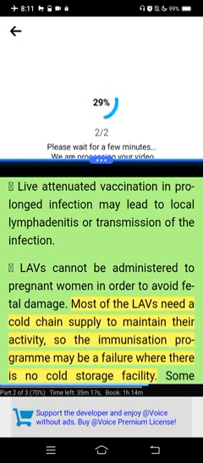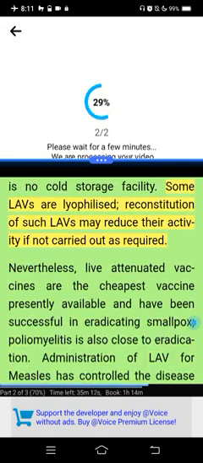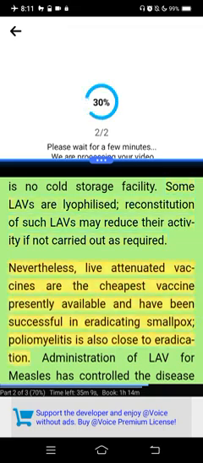Most of the LAVs need a cold chain supply to maintain their activity, so the immunization program may be a failure where there is no cold storage facility. Some LAVs are lyophilized. Reconstitution of such LAVs may reduce their activity if not carried out as required.